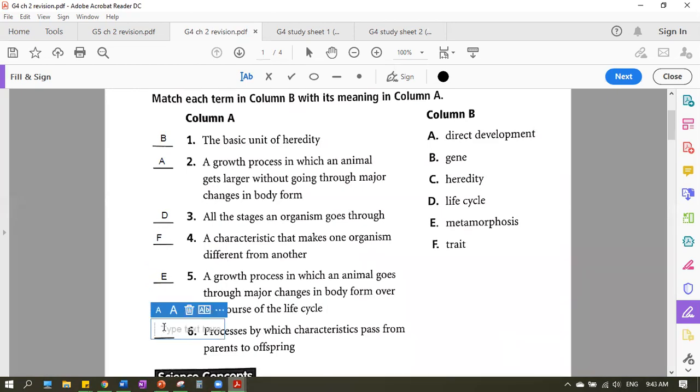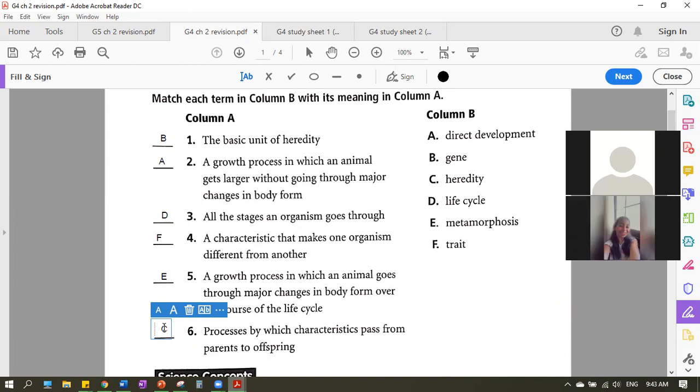This is the one Lyanne asked about. Again, Lyanne, you will understand it more next year. Heredity is how the traits are passed to you from your mother and your father. So for example, if you inherited or got your hair color from your mother, this is what we call heredity.